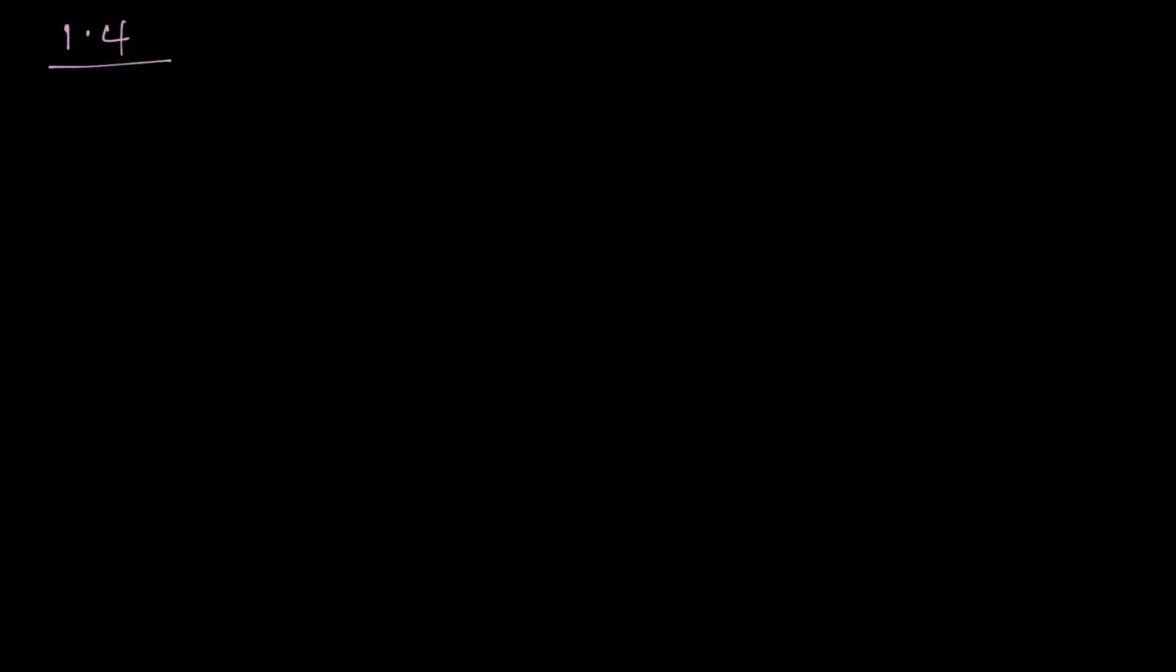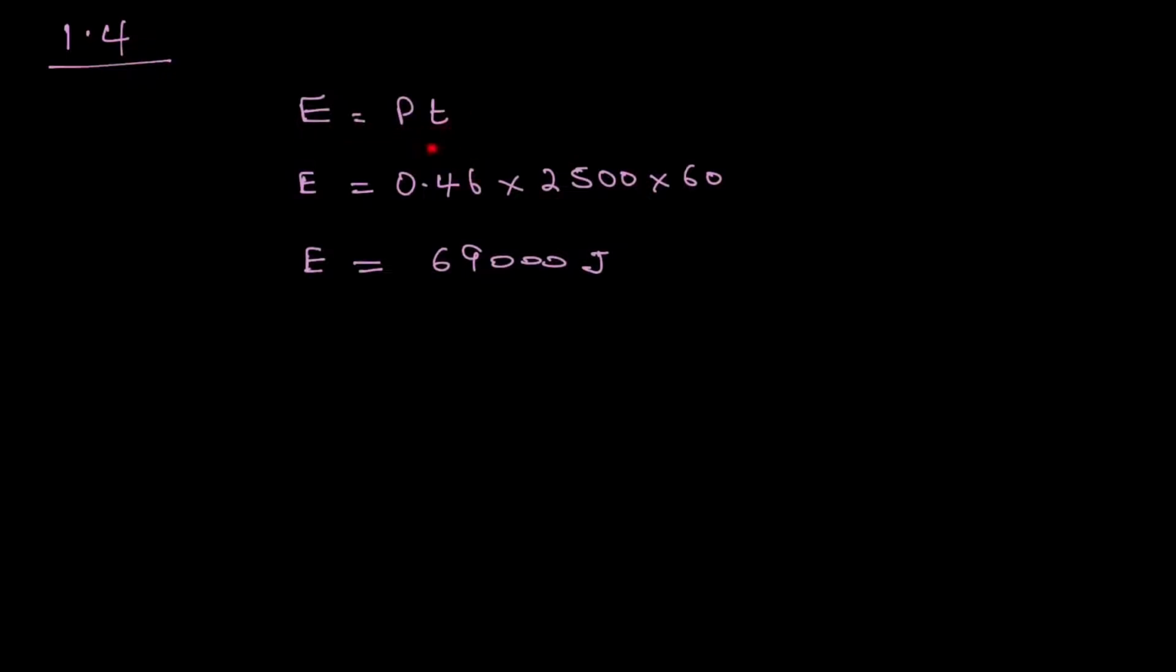Question 1.4. The battery was fully charged when it was put into the mobile phone. The battery discharged when the mobile phone was switched on. The average power output of the battery as it discharged was 0.46 watts. The time taken to fully discharge the battery was 2,500 minutes. Calculate the energy transfer by the battery. Energy equals power times time. The power given is 0.46 and time is 2,500 minutes. We're going to multiply that by 60 to convert the minutes to seconds. And therefore, energy equals 69,000 joules.